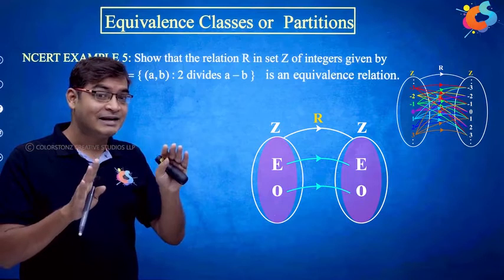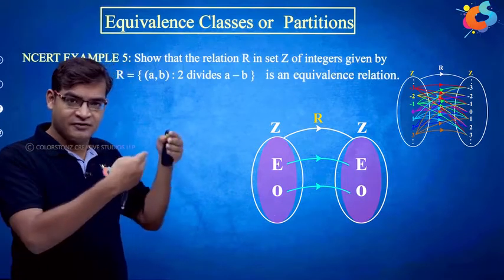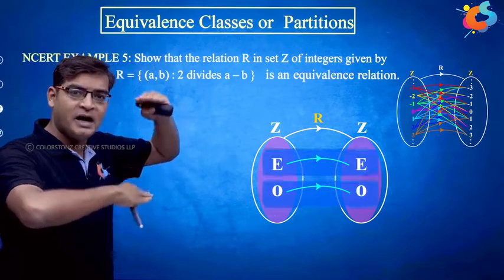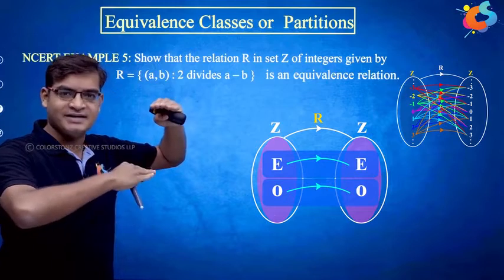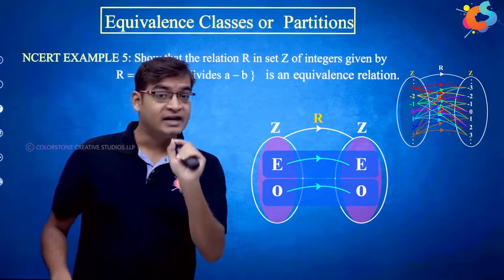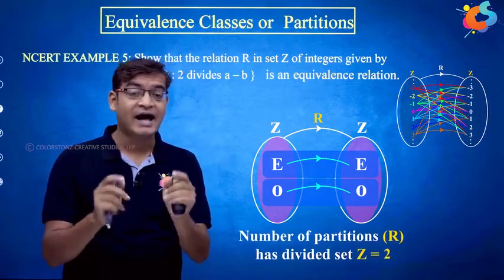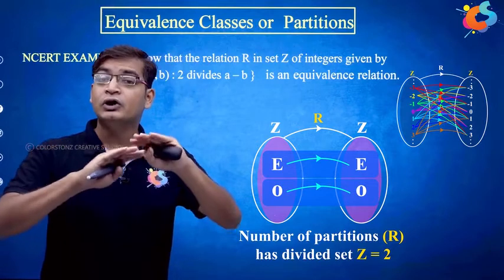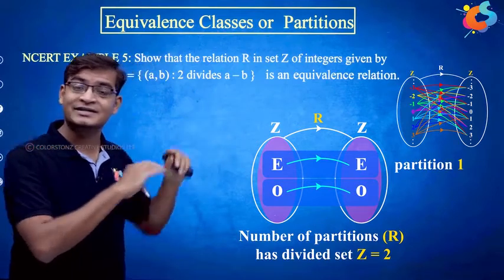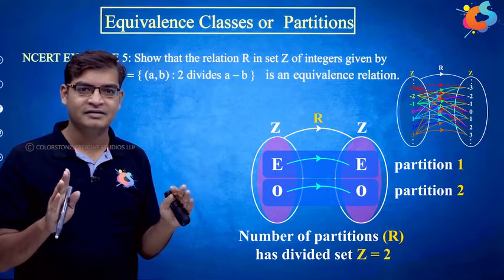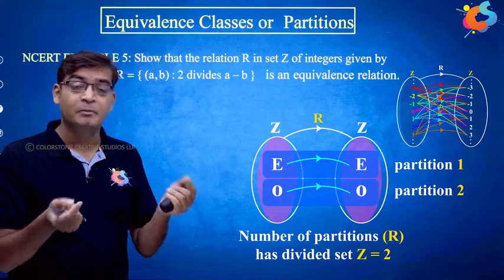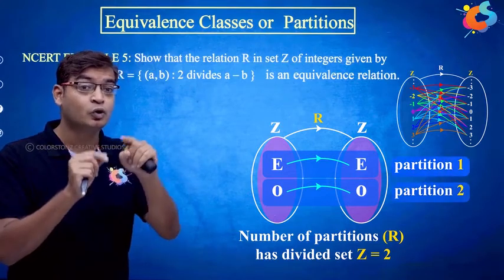Clearly you can see that set Z, which is our first set, and also the second set, both are divided into two partitions, even set and odd set, right? Even to even mapping is there, odd to odd mapping is there. Therefore, this relation R has divided the set of integers into two different partitions: even integers, one partition, and odd integers, the other partition. Clear? Fine. So the number of partitions here is 2, because R has divided the set Z into two partitions.